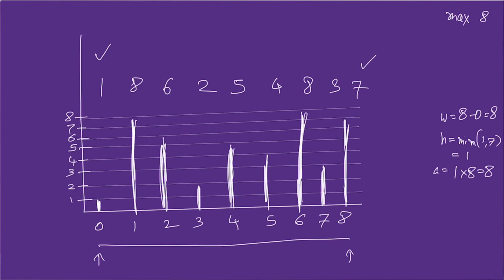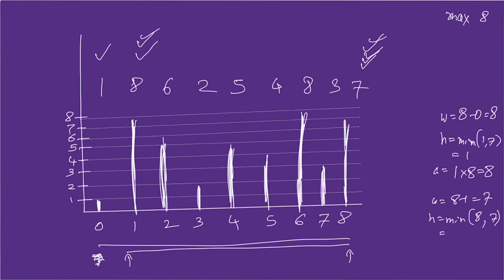Now keeping this 7 constant, because we like to keep the taller side of the container, and then moving our left pointer towards right, so that hopefully we can increase the height of the left side of the container, we end up at 8. Now with 8 here, our width shortens by 1, so now it becomes 8 minus 1, which gives us 7, and our height becomes the minimum of the left pointer, which is 8, or the right pointer, which is 7, and in this case it's 7, and our area becomes 7 times 7, which is 49. So our new max now is 49.